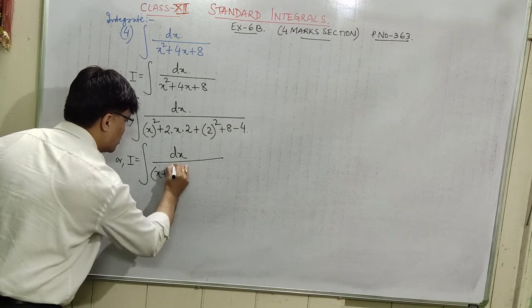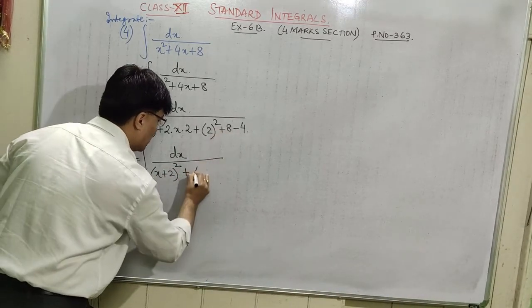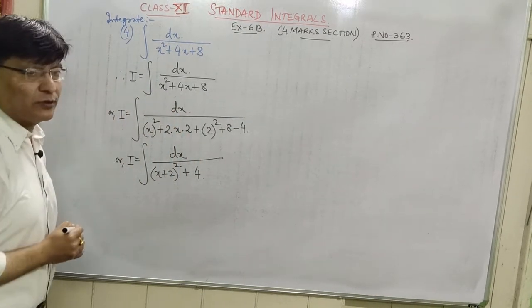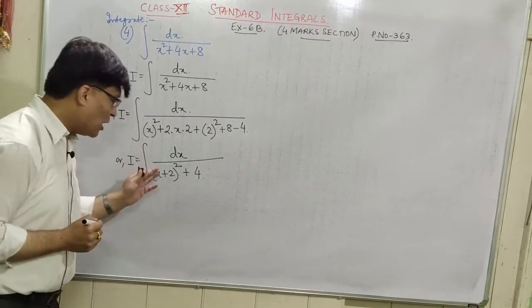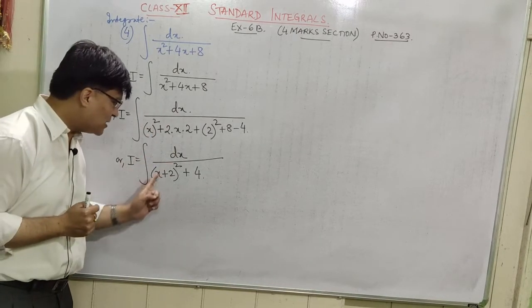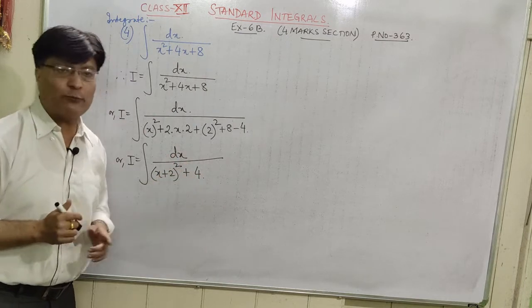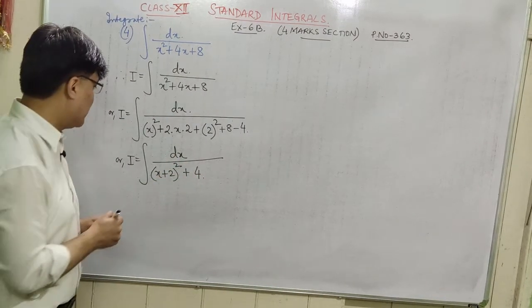So I is equal to integration of dx divided by x plus 2 whole square, right? Then plus, what is 8 minus 4? That is your 4. Is it clear now? So now you can convert it into standard form. Here x is x plus 2 and here a square is 4. That means this 4 can be written in terms of whole square.